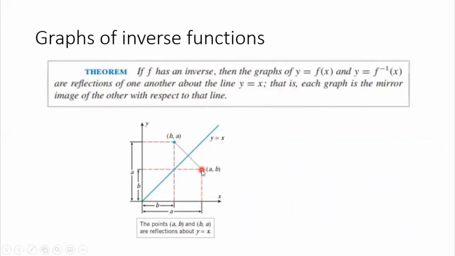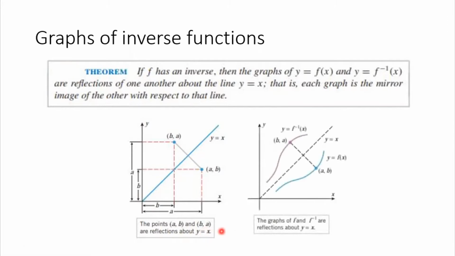By the theorem, we expect that there is a point that is a reflection of this point, and that point lies on the graph of the inverse function y is equal to f inverse of x. Notice that the distance from this point going to the line is just equal to the distance from the line going to the other point. So this point is just a reflection of this point with respect to y is equal to x. Notice that the points (a, b) and (b, a) are reflections about y is equal to x.